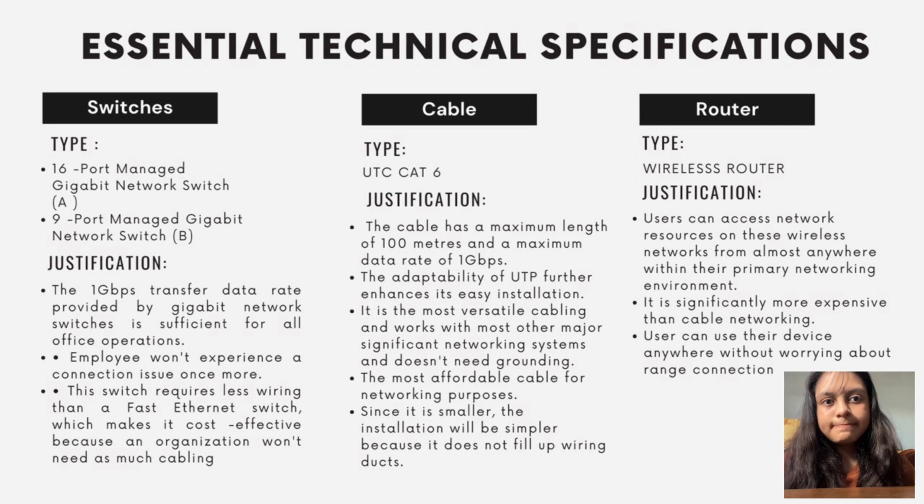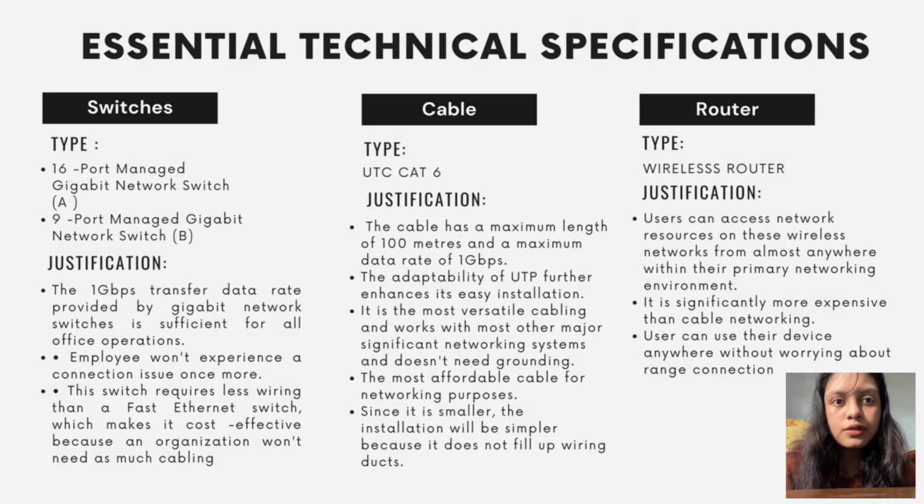So let's start. The first component is switches. The type of switches we use is, for Office A, a 16 port managed gigabit network switch, and for Office B, a 9 port managed gigabit network switch.